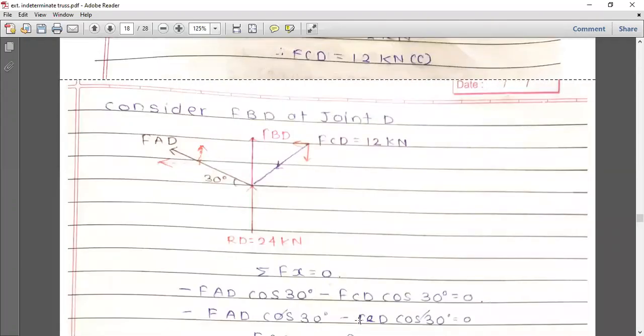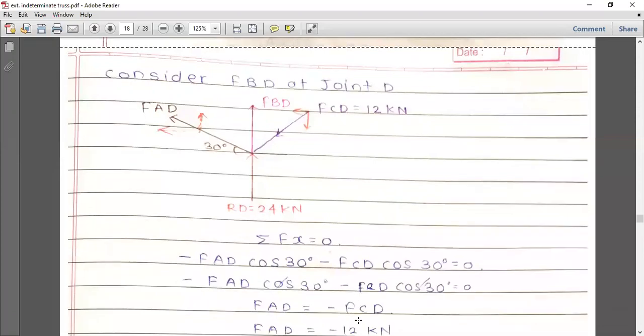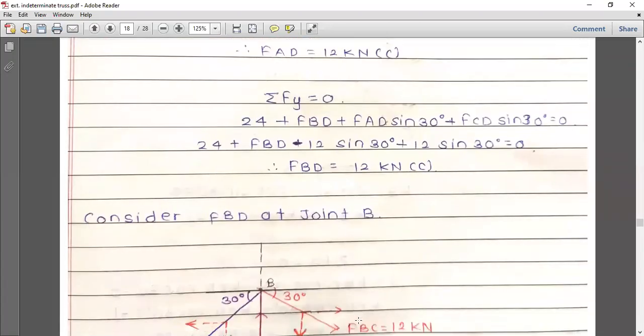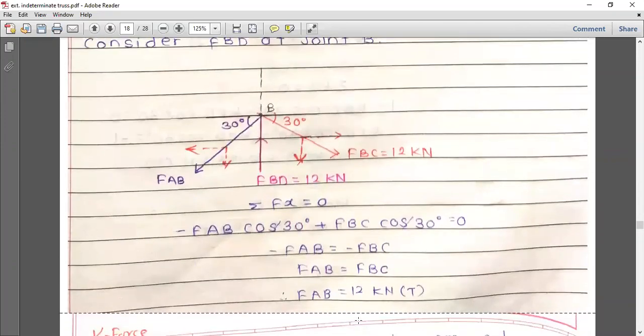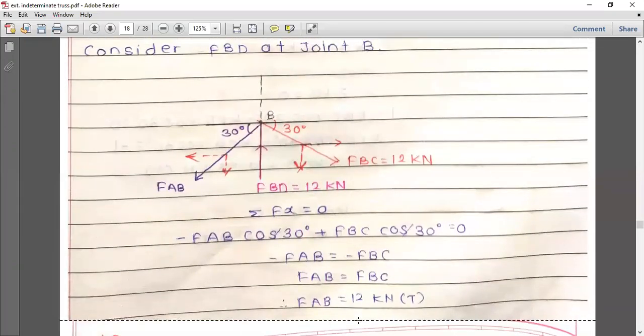Now next we'll go to the next joint, next free body diagram. So here is the FBD, free body diagram of joint B. In this diagram the unknown is only FAB. Force in member AB is the only unknown.